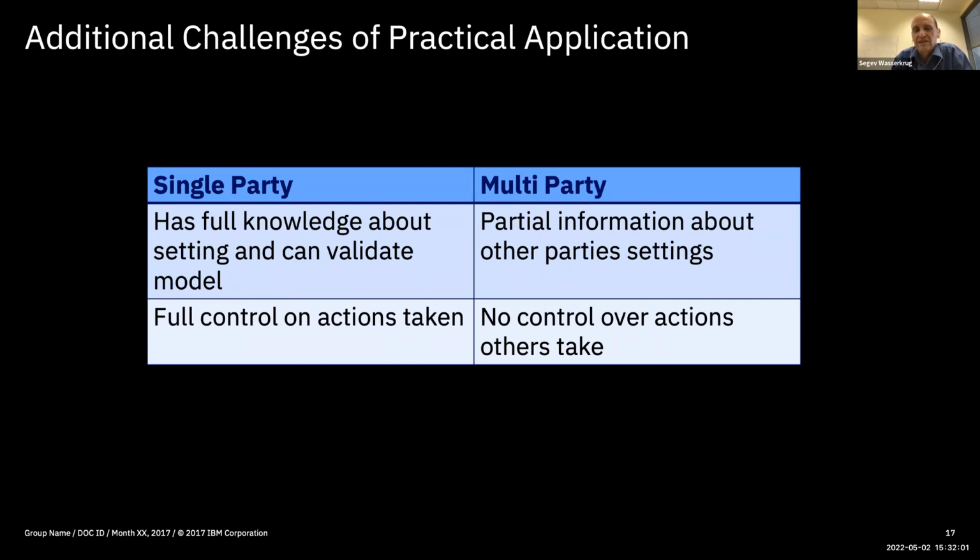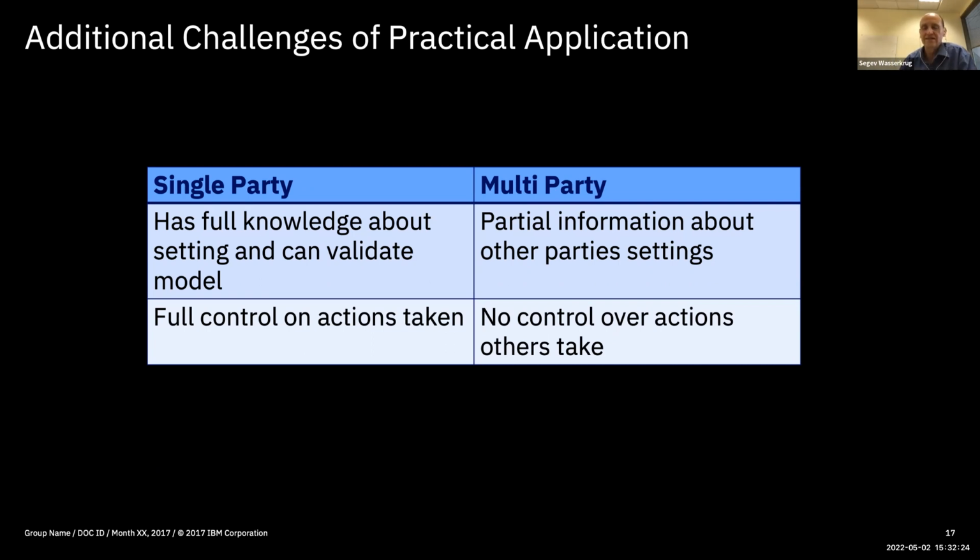But when I need to create a model about someone else, I often don't have all the information about that party's environment, or how that party is making decisions. The second is that when I make decisions, I can control my actions. I don't have control over the actions that the other parties take.